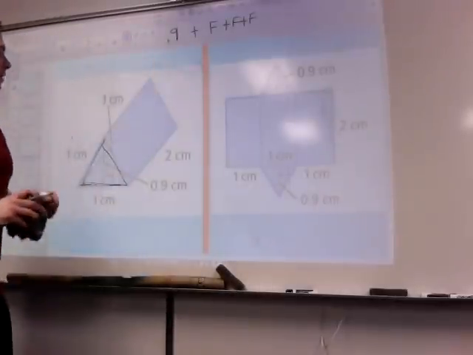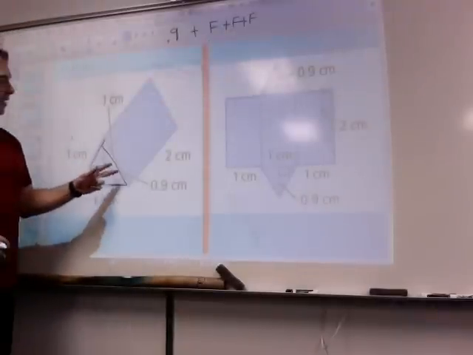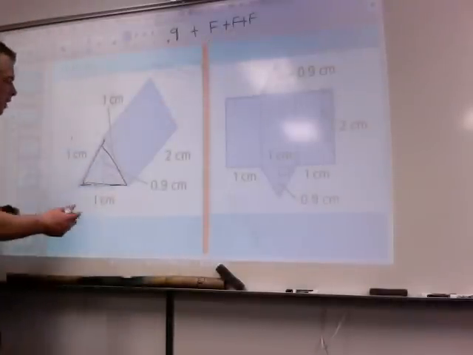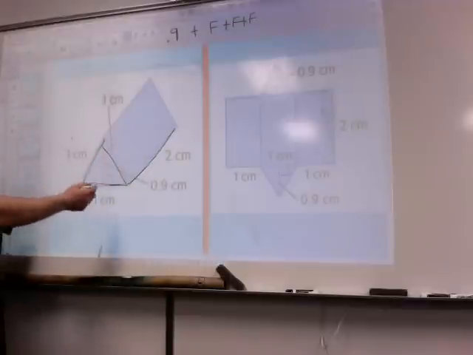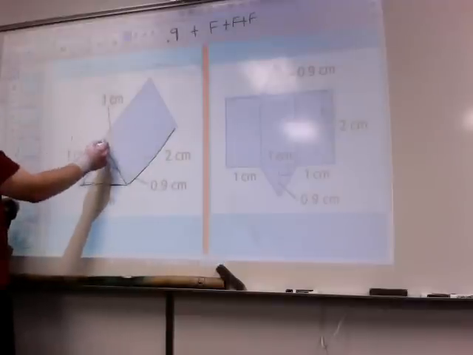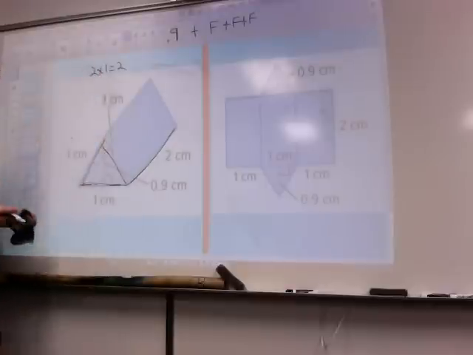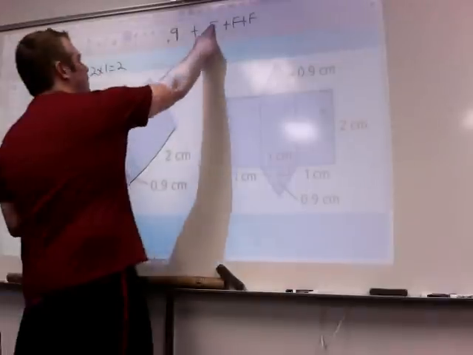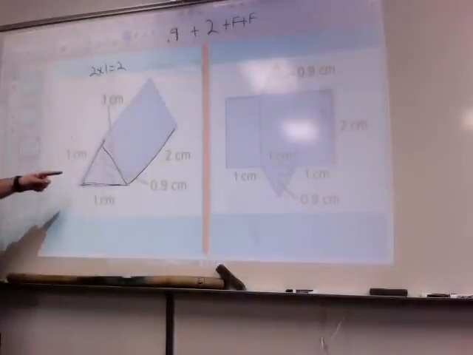To find the rest of this surface area, I have to find my three faces. Now these are rectangles, so it's just base times height. Over here, for my first face, my base is 2, and my height is 1. So 2 times 1 equals 2. So I found my first face, and I'm going to put that in there as 2. Now my second face is across the way.